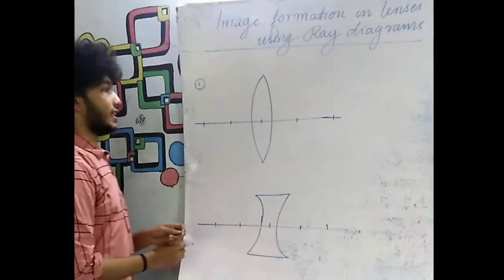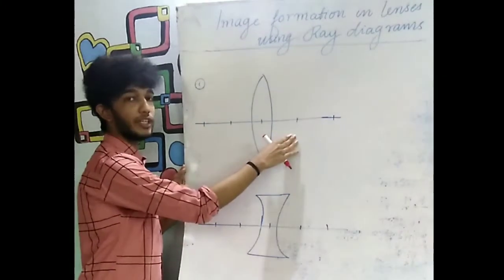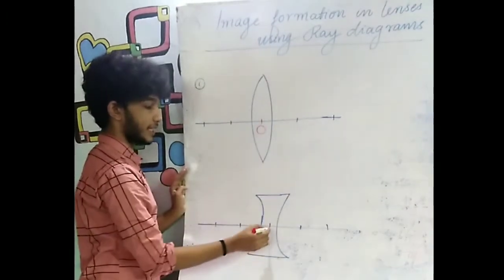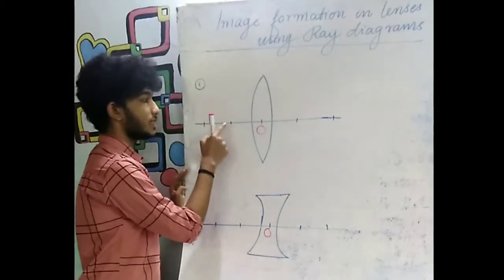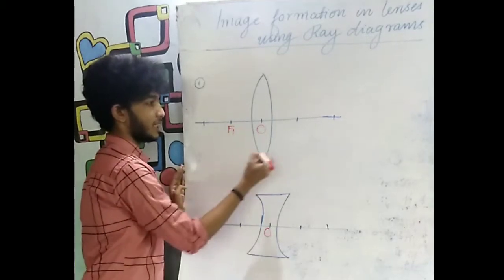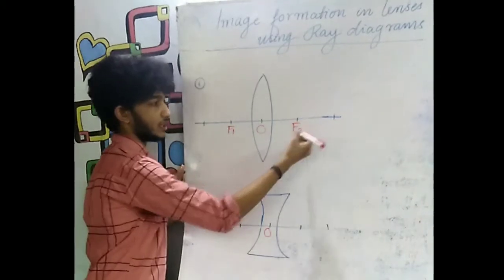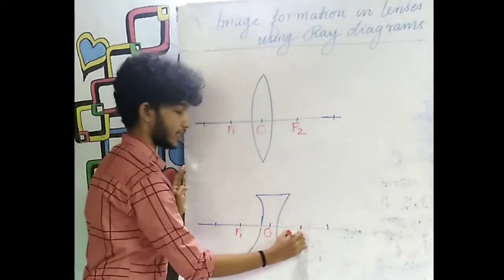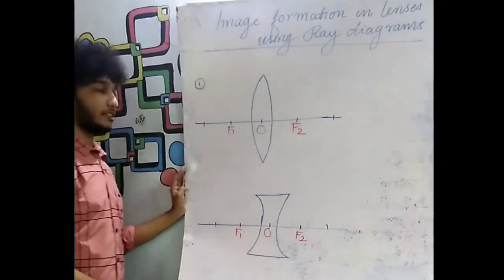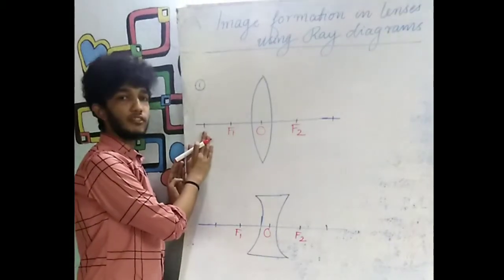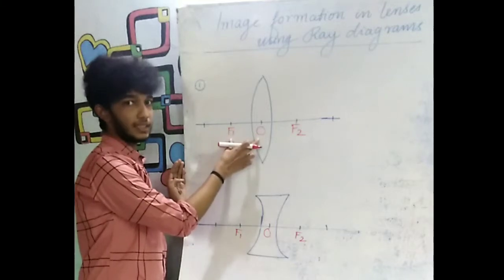See, this is a convex lens. How can we mark the different points on the principal axis? This will obviously be the optic center, O. Now this is the principal focus. Let this principal focus be F1 and this principal focus be F2. And here also the principal foci we are denoting by F1 and F2 respectively. Now this is the center of curvature. The center of curvature will be twice this length, isn't it?